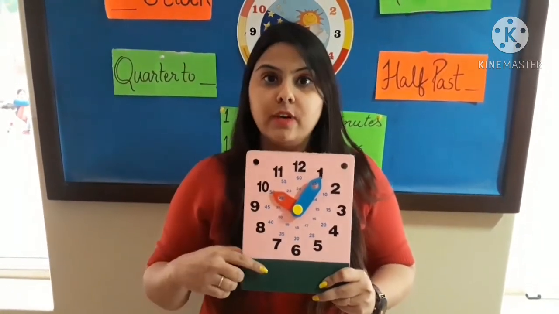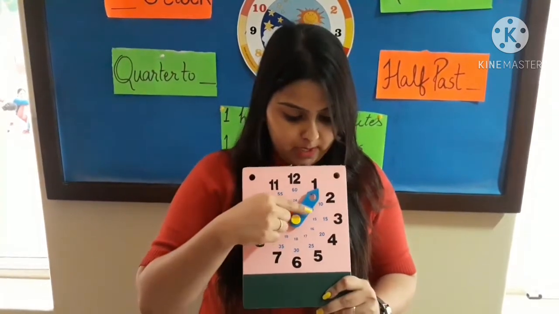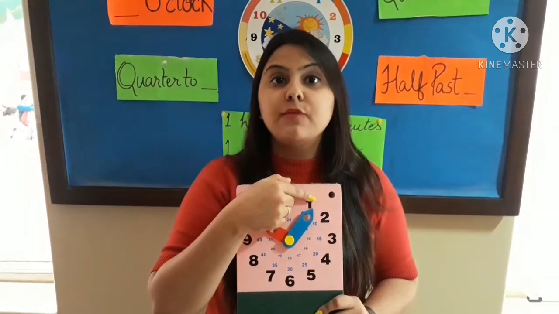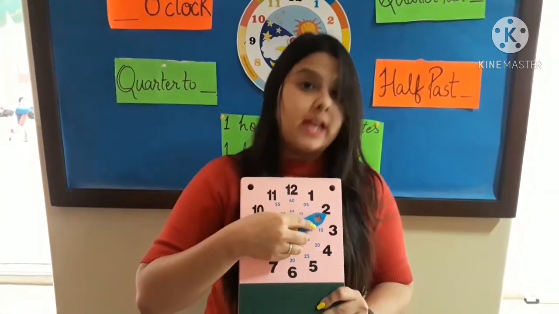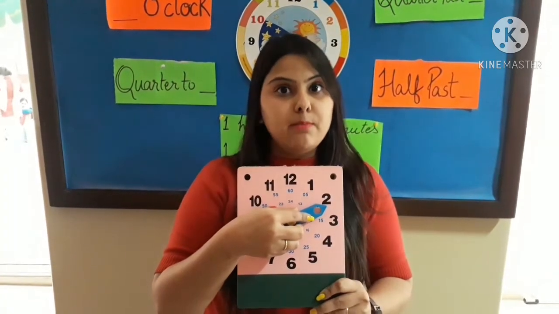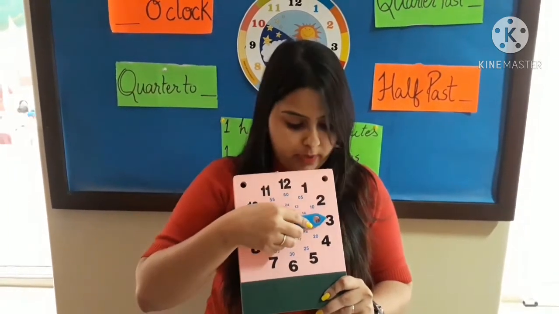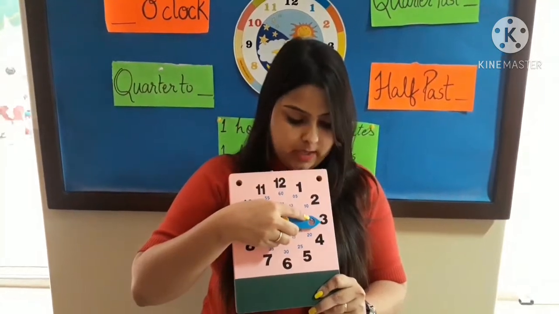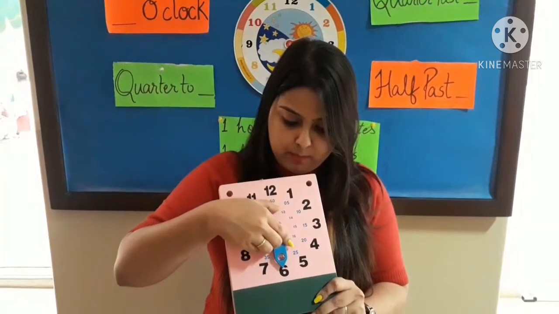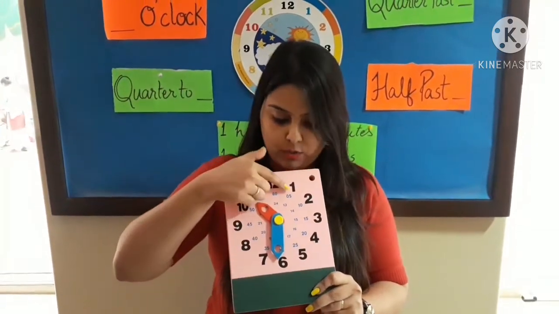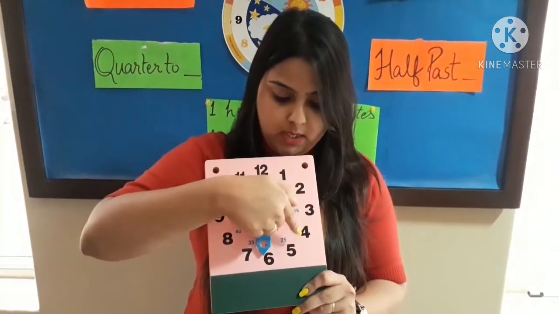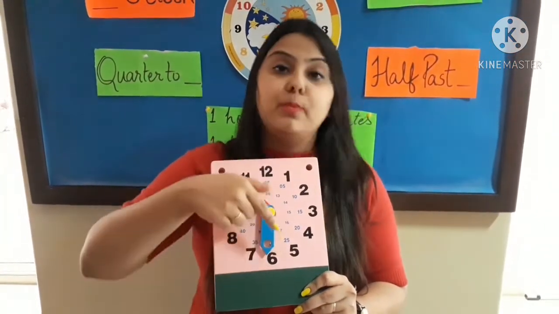For example, if the minute hand is at 1, it tells us that the minute hand has passed 5 minutes. When the minute hand is at 2, it tells us that it has passed 10 minutes. Similarly, on 3 it is 15 minutes, then 20 minutes and so on. For example, if the minute hand is at 6, start counting 5, 10, 15, 20, 25, and it comes out to be 30.